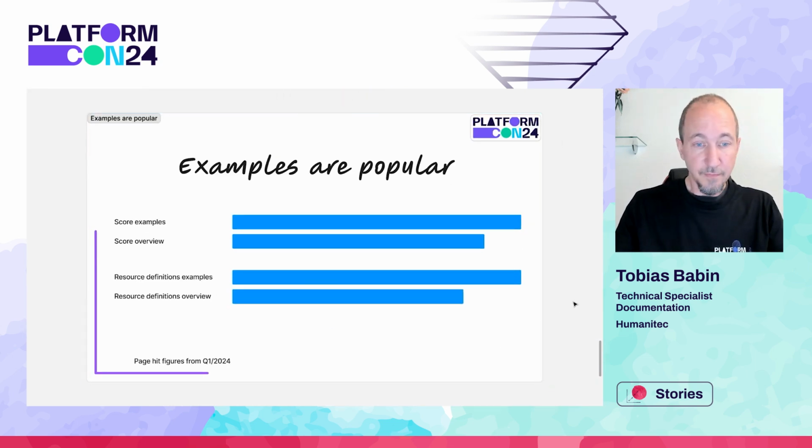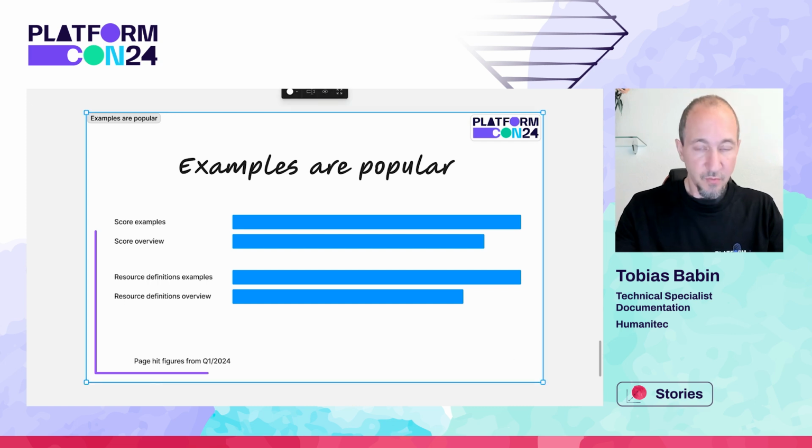So we did that, and it was immensely successful. We looked at the page hits that we get for those two types of categories that I just showed you. There's score, there's these resource definitions. And in both cases, the page hits for the example pages are larger than the anchor pages for the topic. So we get more hits for examples, and then for the score overview, same thing for the resource definitions. So these pages are really very, very popular, and people are in fact using them a lot, which is great to see.